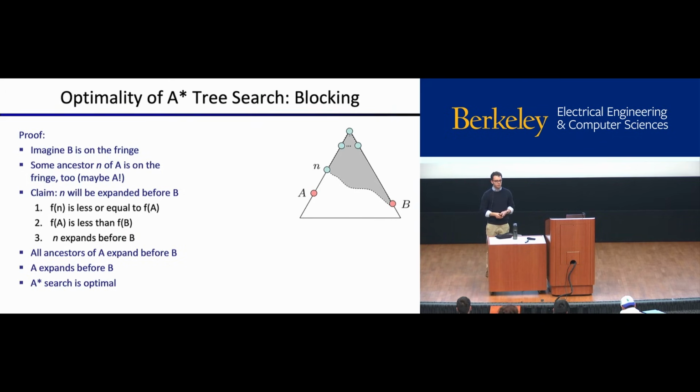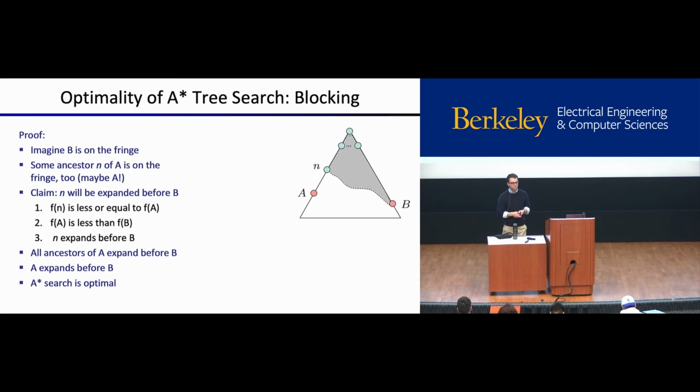Yes? So B can be on the fringe before A. And this diagram shows what happens if that's true. It might be the case that B gets put onto the fringe first, but we don't stop the search when we put a goal node onto the fringe. We only stop the search when we pull a goal node off of the fringe. Yes, dequeuing. So when we enqueue B, we don't stop the search there. We wait until it's time to dequeue B.